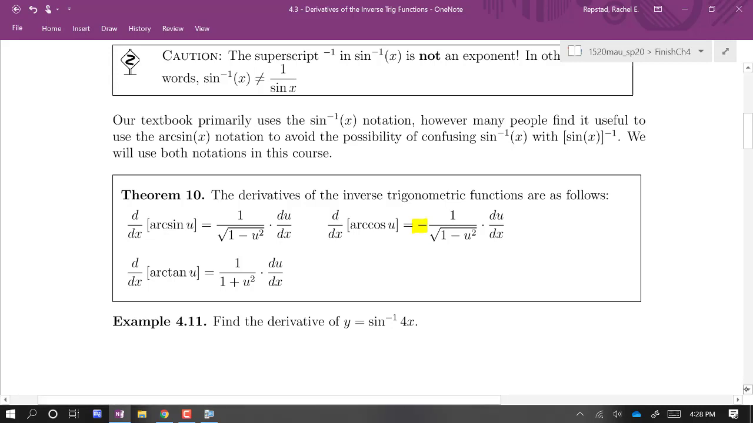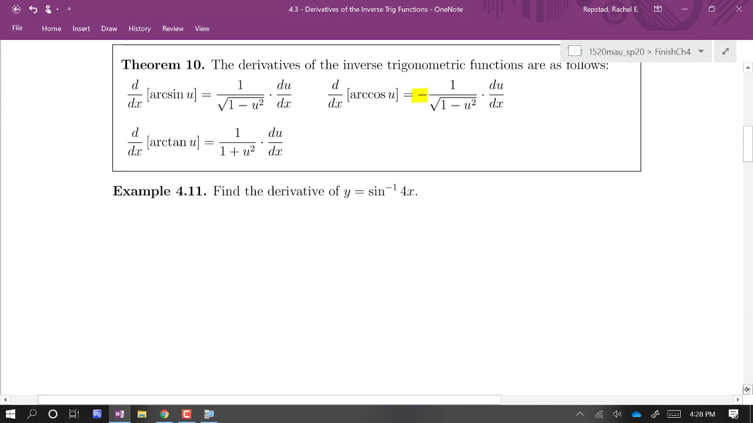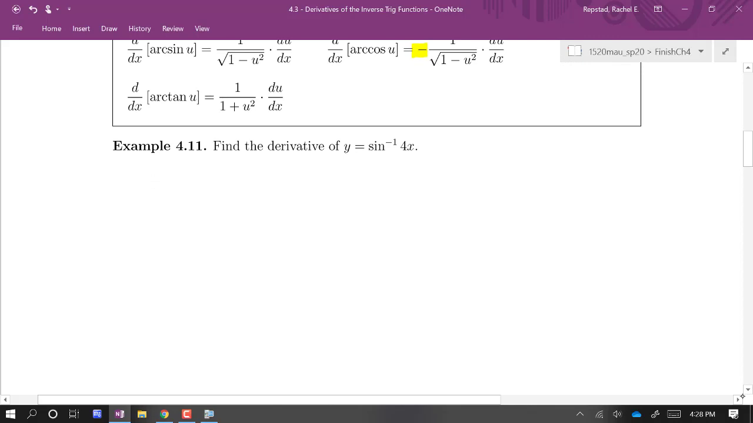So we're going to start out with an example. We're going to find the derivative of the inverse sine of 4x. Like I did with the trig functions, I'm just going to emphasize that this is the argument. I put parentheses around the argument. So y is the inverse sine. I'm going to rewrite it as arcsine. I kind of like that notation better.